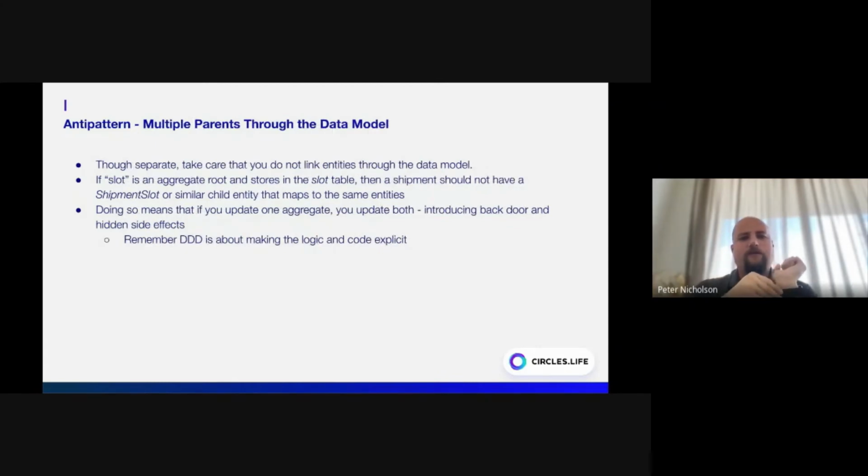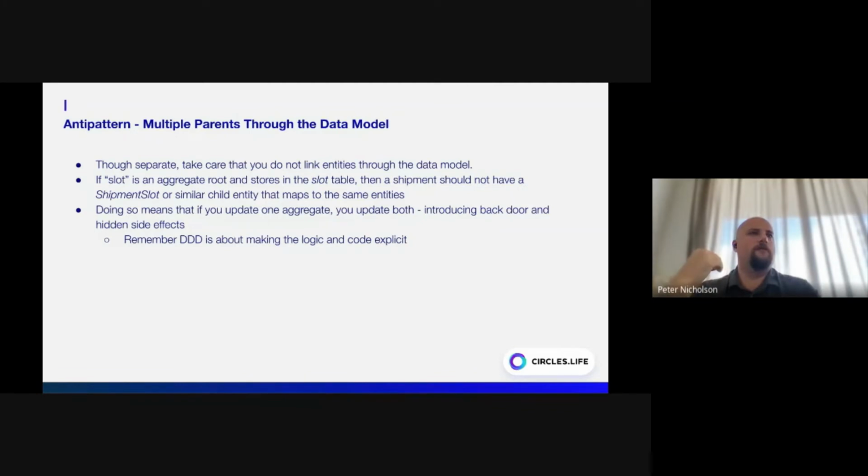Next is multiple paths through the data model. You'll come into areas where you have an entity that might be expressed in multiple models, sorry, multiple aggregates. When this happens, you need to be careful that you're not sharing an instance of that entity to multiple parents.